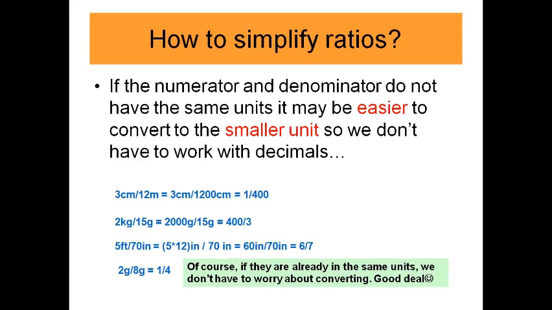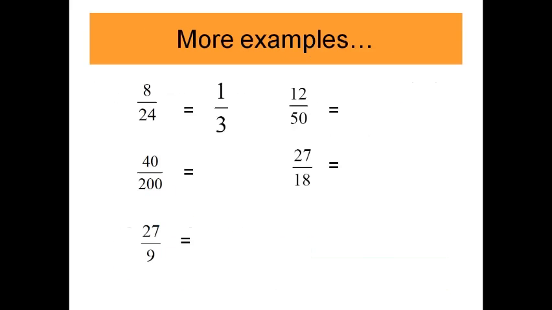Of course, if they are already in the same unit, we don't have to worry about converting. It is a good deal. Now, some more examples are being given here in this exercise. 8 upon 24. 8 and 24 both are divisible by 8. So you can write down this number as 8 ones are 8 and 8 threes are 24. Answer is 1 upon 3.